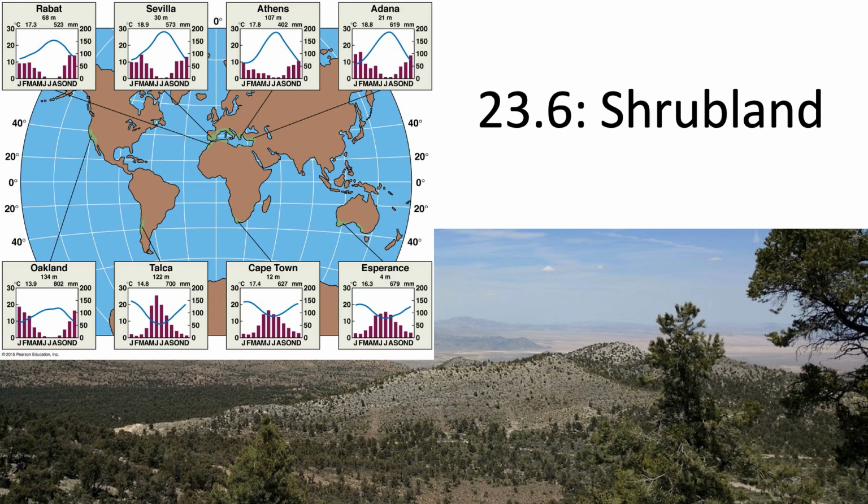Some examples of shrublands are the semi-arid regions in western North America, like where I used to live. It was very hot and dry, and I had to drink a lot of water. The border of the Mediterranean Sea is another place. The border of central Chile is another place. The Cape region of South Africa, and then southwestern and southern Australia are the other examples.